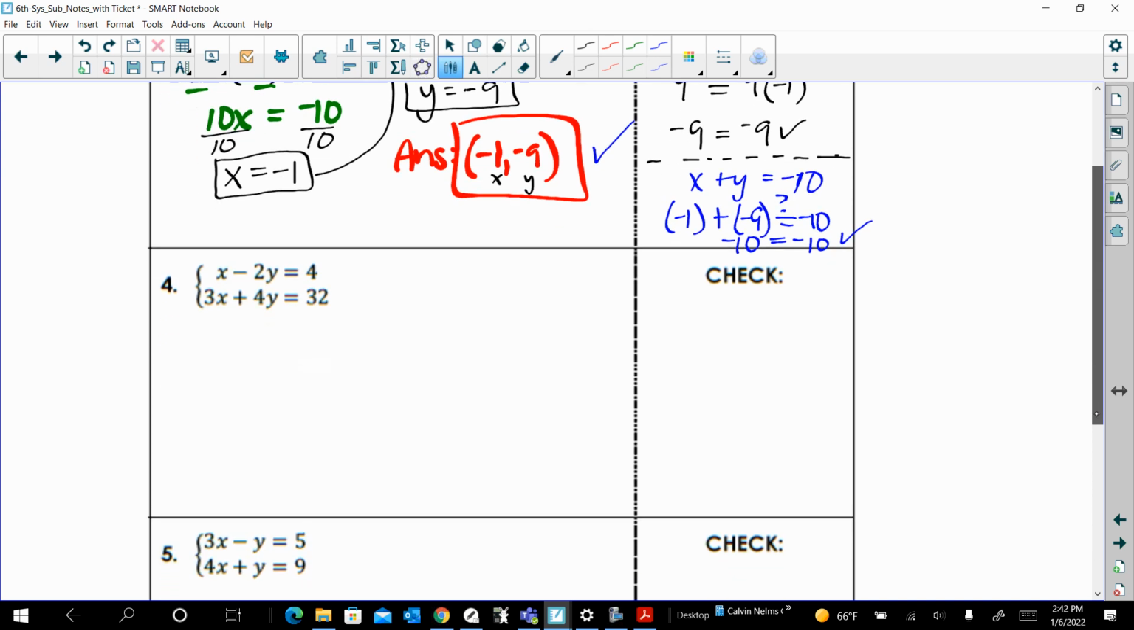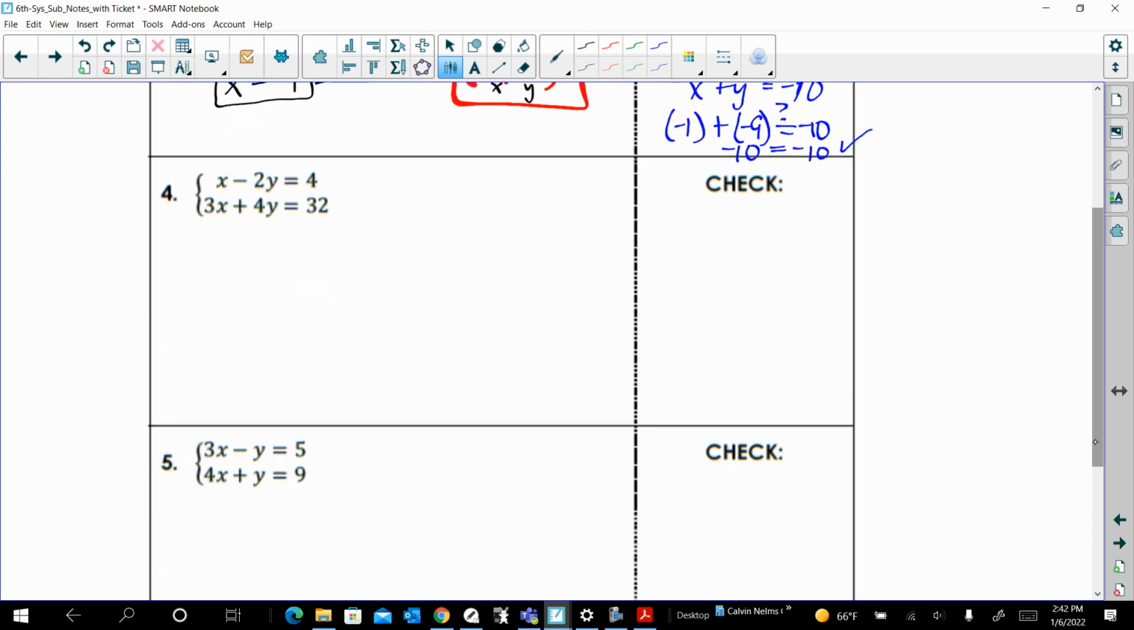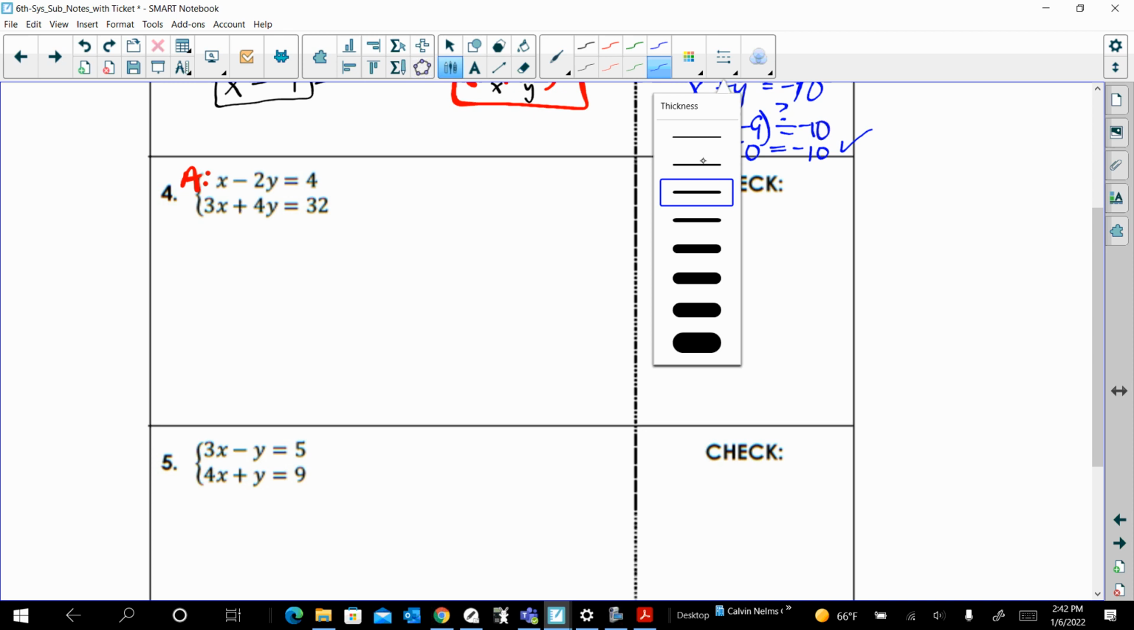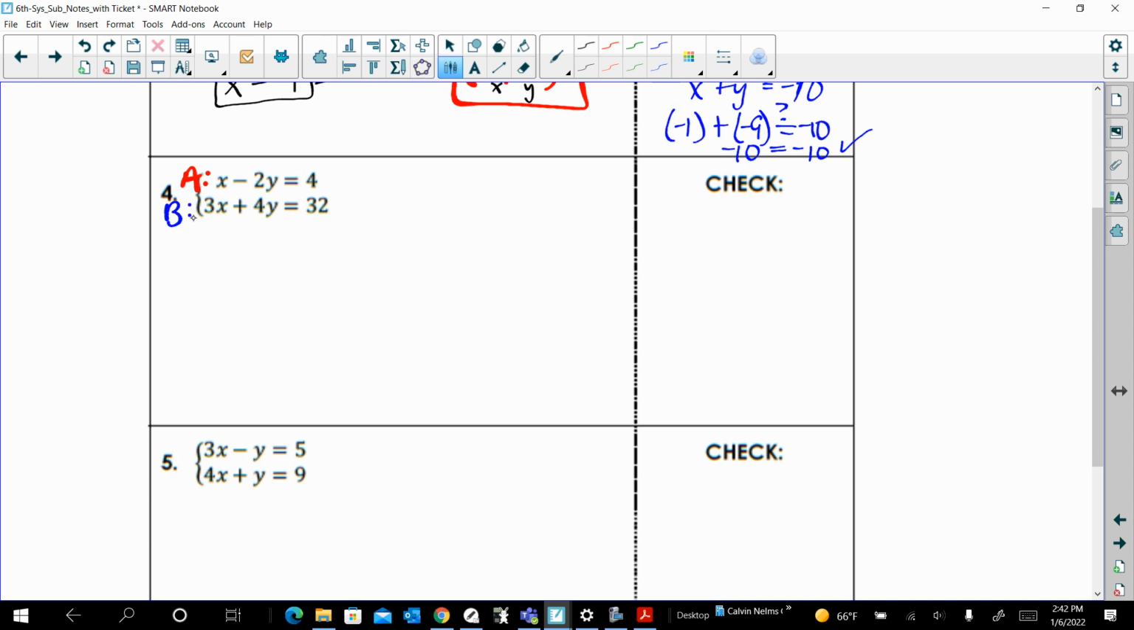All right. So on number 4, this is when we're going to have to determine which is the easier equation, either equation A, the first equation, or equation B, to isolate for a variable, because none of them have a variable by itself. So the key to this is to find a variable, that's a letter, without a number in front of it. And that will be the easier one to isolate. If I look, equation A is the easier one because the x does not have a coefficient.